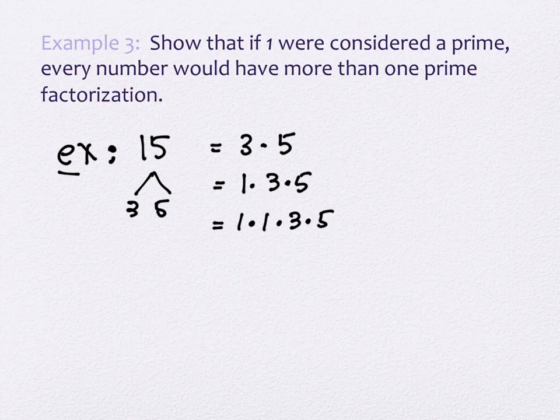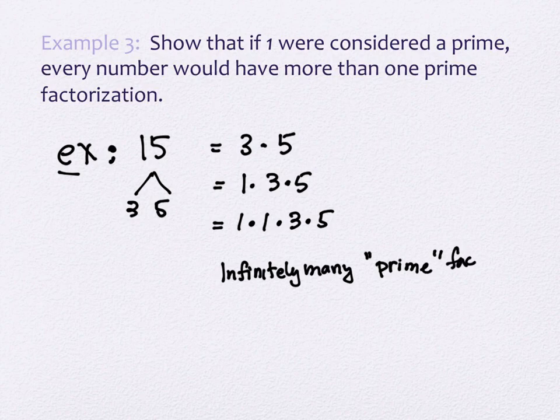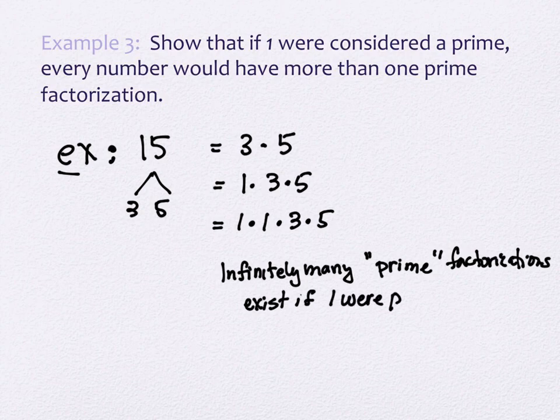So we would have infinitely many, and I'm going to put it in quotes because it's not really true, right? Prime, quote unquote, factorizations would exist if 1 were prime. So it's not just like I'd get a couple of them, I'd get infinitely many of them.